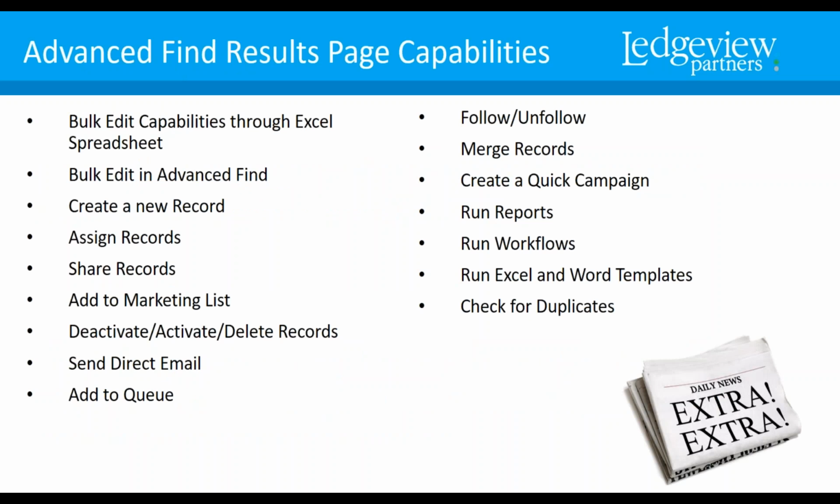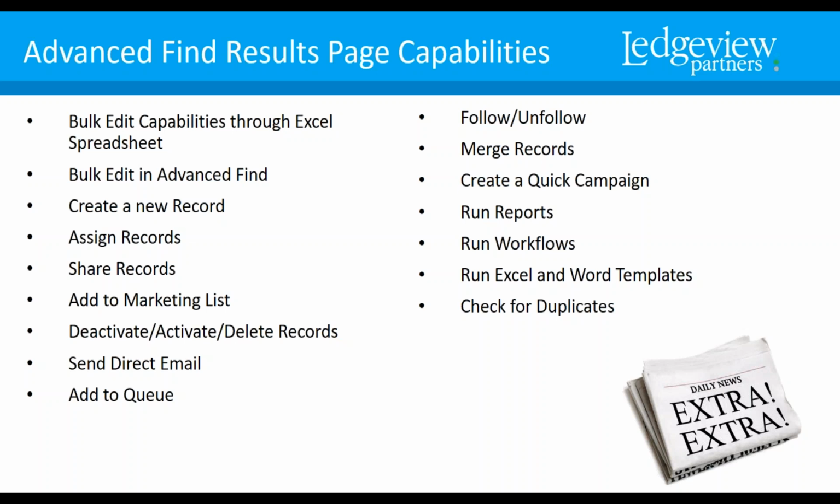Some other advanced find results page capabilities that you can do. You can do bulk edit capabilities through Excel spreadsheets. You can export to re-import, do mass unique changes. You can do bulk edit in advanced find, which basically means you make the same exact change to all the records you select. You can create a new record. You can assign. You can share records.